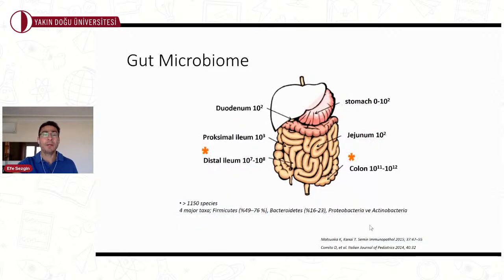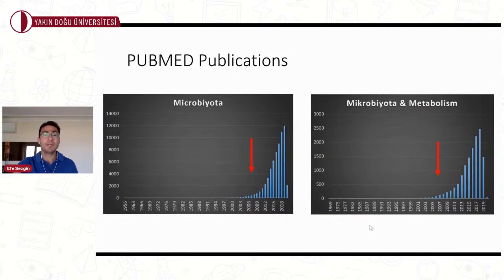Of the microbiome that we have on our bodies, the gut microbiome is the richest in terms of the number of taxa and the abundance of taxa. So the gut microbiome will be the focus of my talk today. As you can see, the number of publications within the last 10 years has increased drastically, both for microbiota and for microbiota and metabolism. If you do a keyword search in PubMed, you are going to see these results.